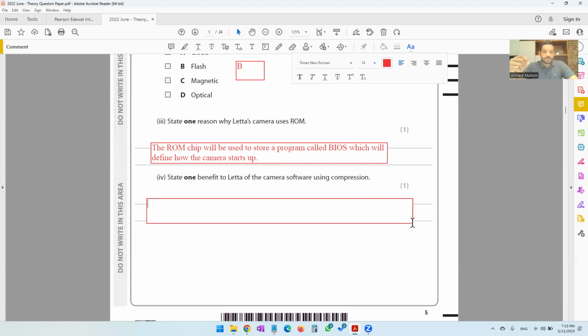So they have said, state one benefit. You can say, compression will reduce the size of the photographs captured, thus saving storage space. So we have clearly mentioned what the benefit is. Size of the photographs will reduce, so then storage space can be saved.